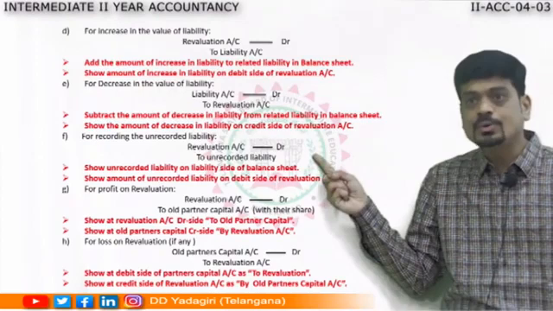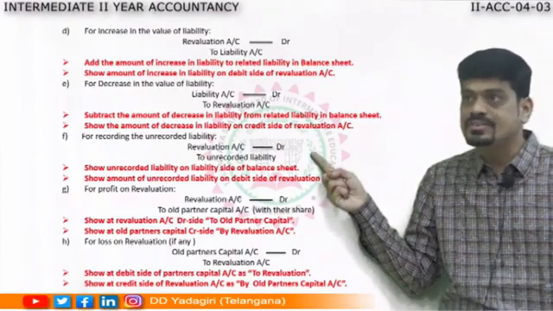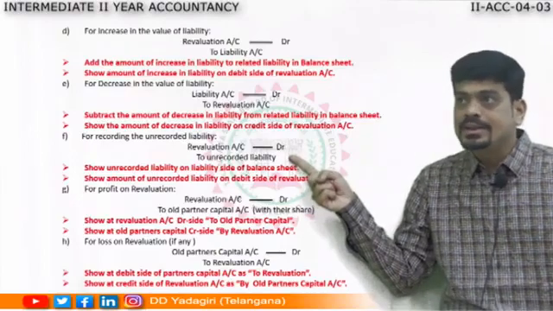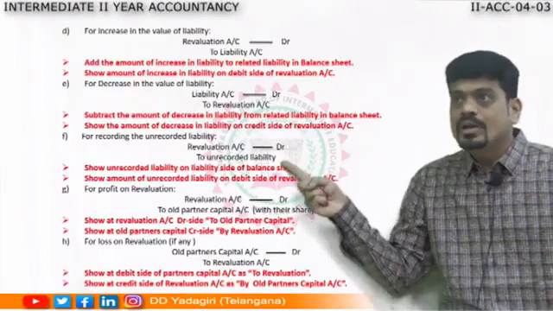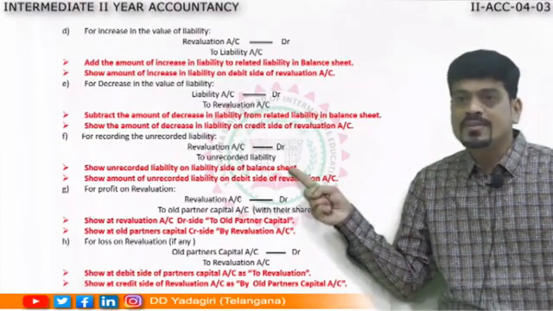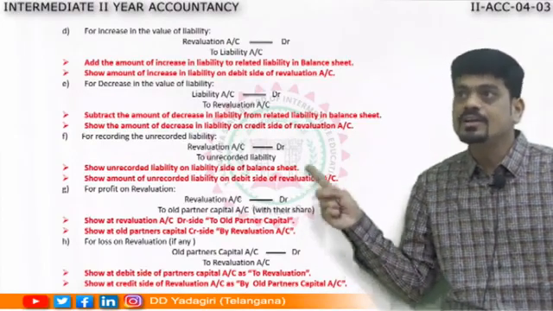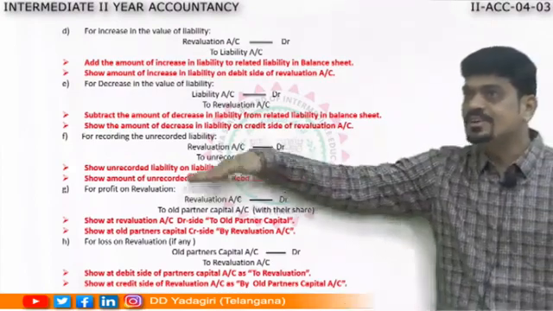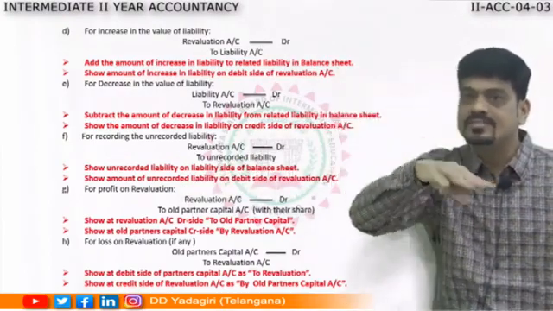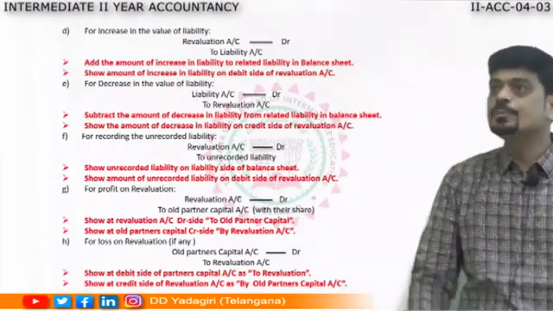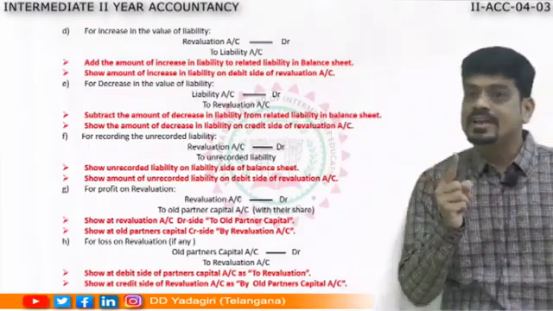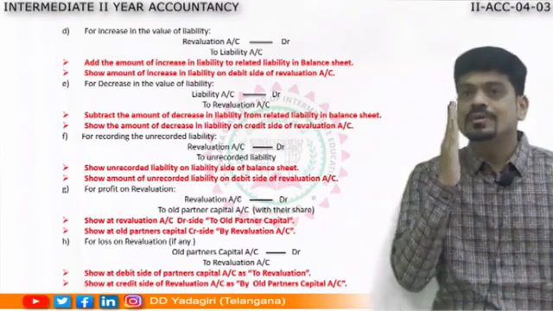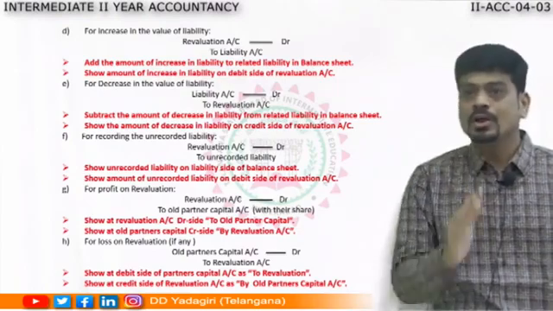We might have forgotten to record some liability. Later we realized. So revaluation account debit to unrecorded liability account. The effect will be what? We will show it on the revaluation account debit side, and in the new balance sheet it will show on the liabilities side. So these 6 entries, 3 of what? 3 of assets, 3 of liabilities, we are going to put in which account I told? Revaluation account. And once we post them into the revaluation account, we'll come to know whether there is profit or loss.